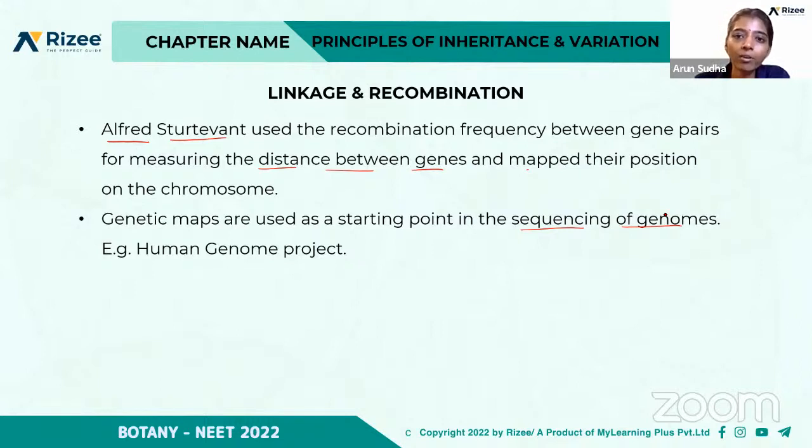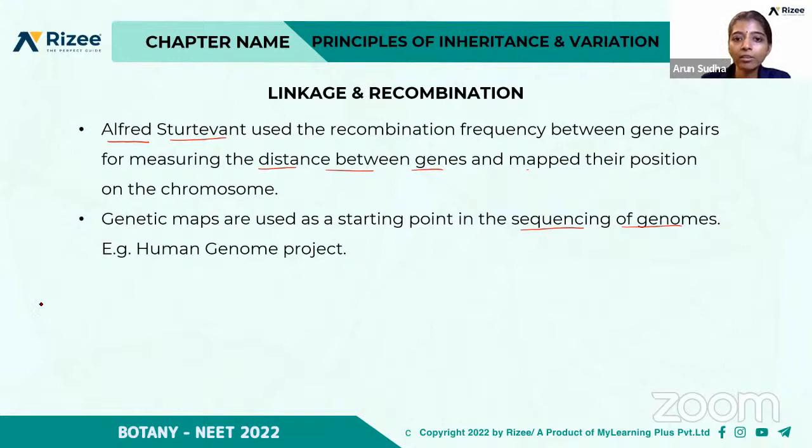Okay. So any doubts regarding the chromosomal theory of inheritance and linkage and variation? Any doubts? So we are clear with this.